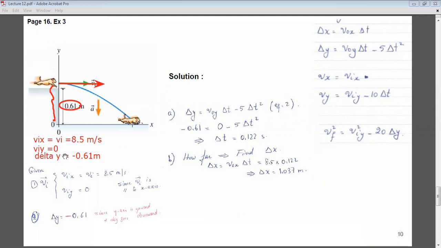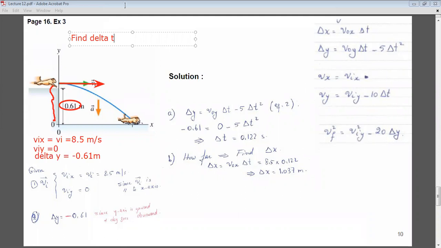What else do I know? I know that a_x is 0, a_y is minus 10. Anyway, it's already put in my equations. Part A, determine the time taken by the dog to reach the water. So the first question is, let's write it here, find delta t. I have V initial x, I have V initial y, I have delta y, and I want to calculate delta t. So which of these 5 equations should I use?